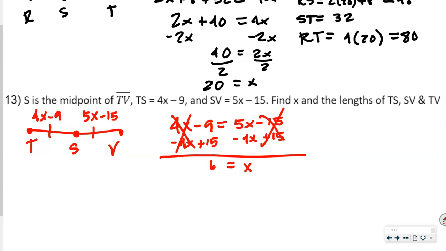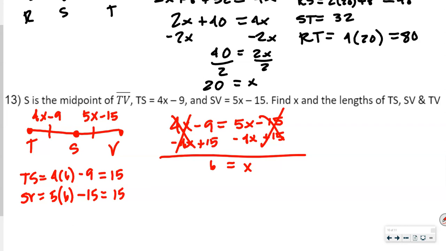Now we're going to plug that 6 back in. So for TS, that's going to be 4 times 6. That's 24 minus 9. And that is 15, right? So our other length should be 15. So let's look at SV. SV is equal to 5 times 6, that's 30, minus 15, guess what? That's 15 again, okay? So what is the whole length? 15 plus 15. Hopefully you guys can do that in your head. TV is equal to what? 15 plus 15, so that is 30.